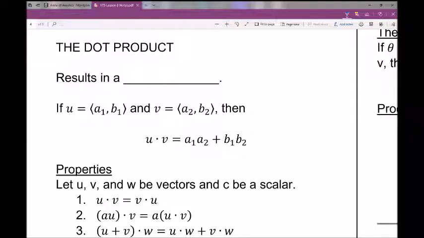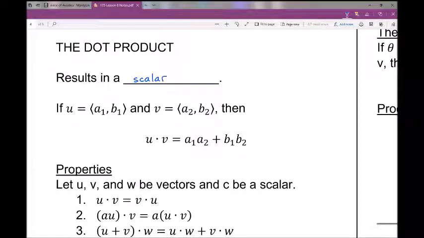So we're going to continue with the idea of vectors, and what we're going to talk about now is what's called the dot product. The dot product is another operation that you can do with vectors, and you're actually going to operate a vector with another vector this time. But when we do this, this isn't going to result in a vector, it's going to result in a scalar.